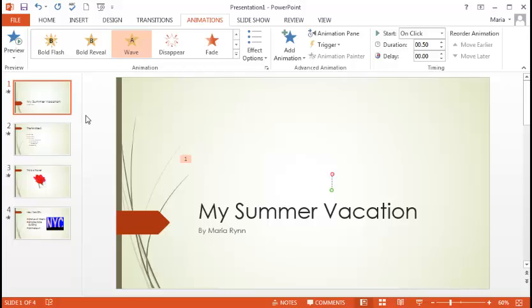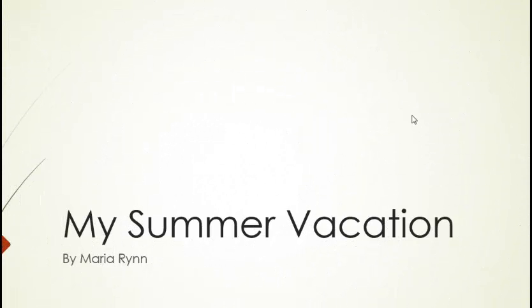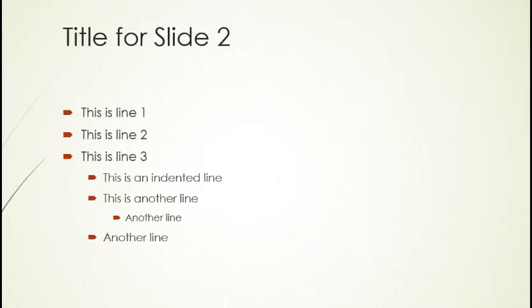So now let's run the slideshow from the beginning to see the effect that all of these animations and transitions have. Click Slideshow, click From Beginning. First slide comes up. Nothing happens until I click. When I click, watch what happens. Okay, there's the wave emphasis animation. I click again. There's the transition, and the second slide comes up. There's no animations applied to this slide, so that's all we get.